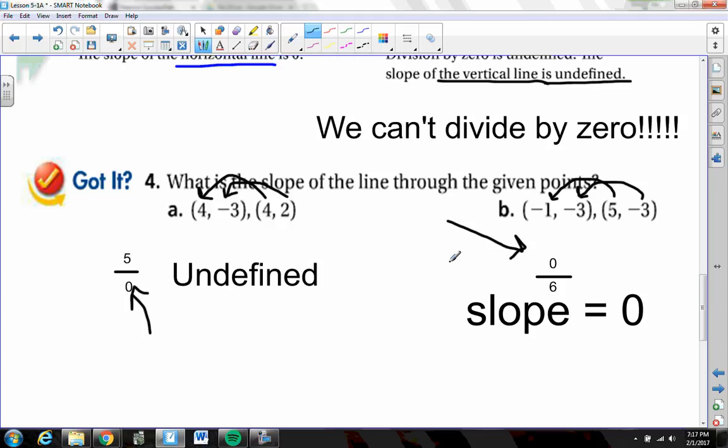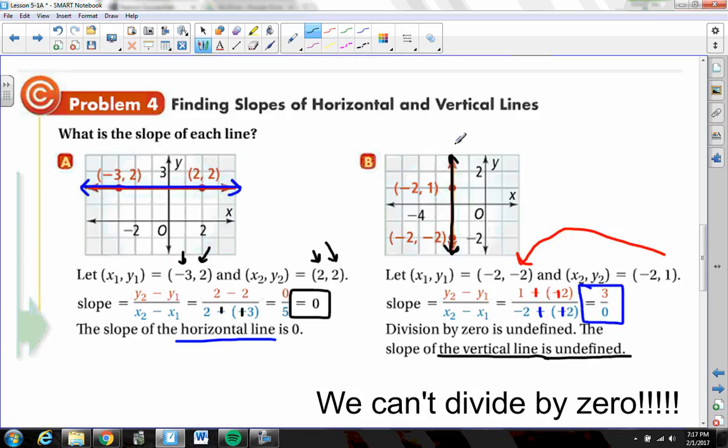If you have questions about how to find slope from 2 points or what it means when we end up with a 0 or a vertical or horizontal line like these, please make a note to ask me in class tomorrow.